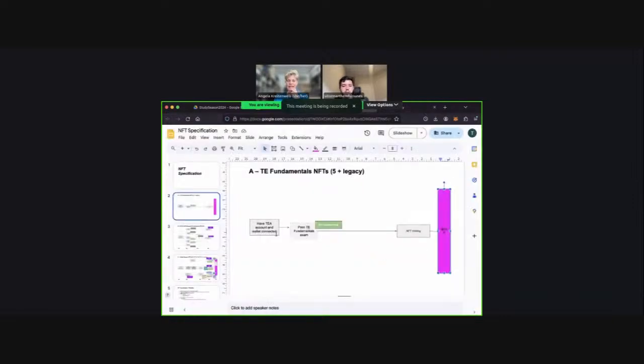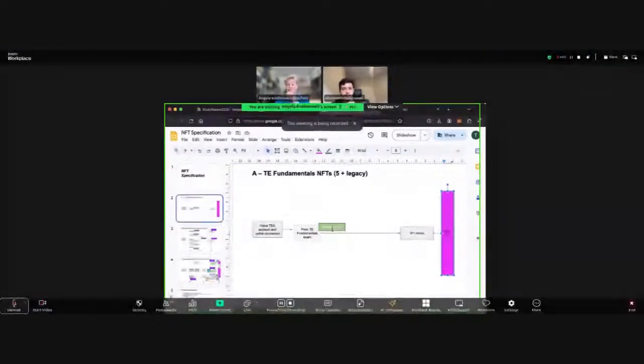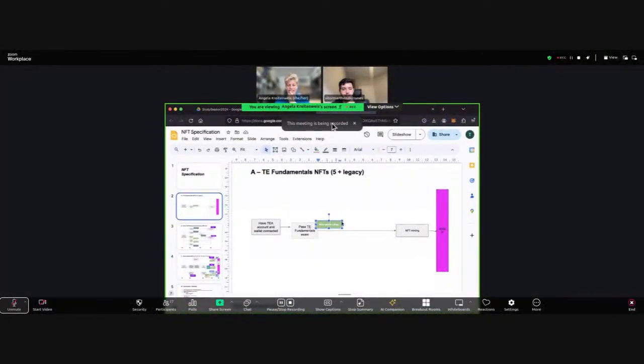The prerequisite for all students is to have a TE Academy account and a wallet connected. Then, once they have passed a TE fundamentals exam, they can mint an NFT and are eligible to vote. And I've put this tiny little green flag just to indicate that these NFTs will be available before the fellowship voting.